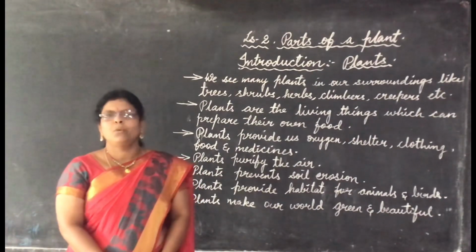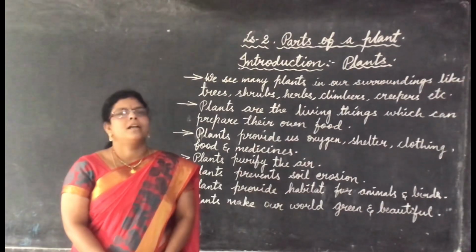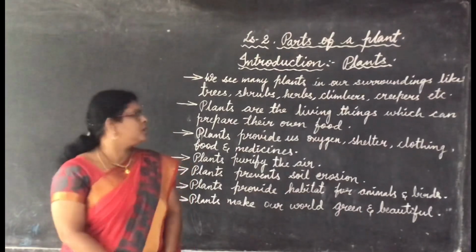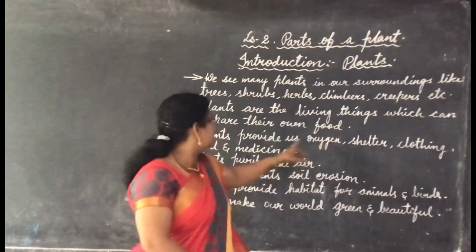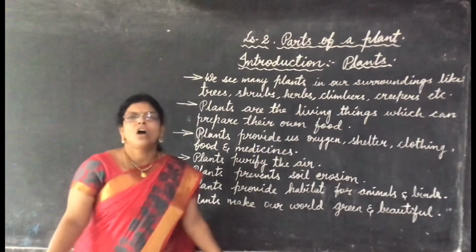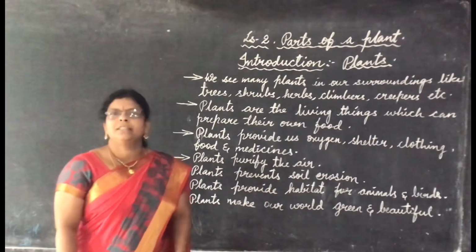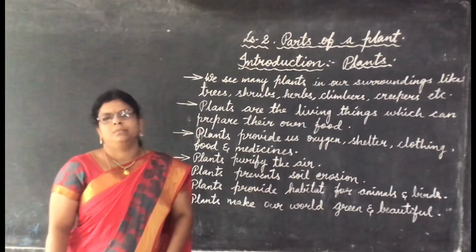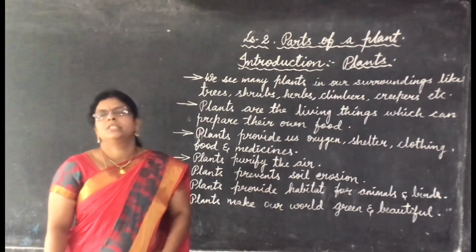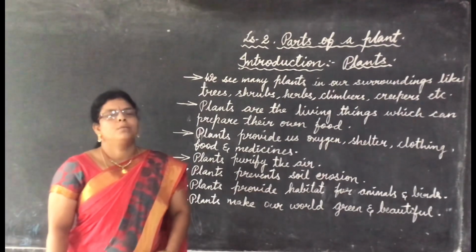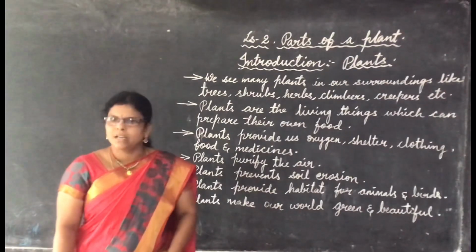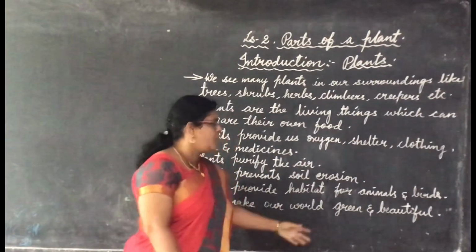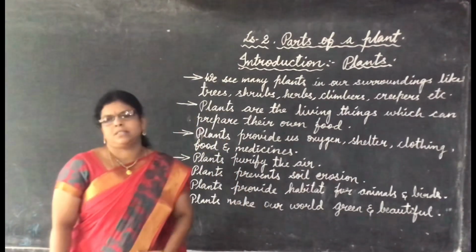Plants are very important for our life. Without plants, there is no life for us. We depend on plants for everything. Plants are living things which can prepare their own food. They cannot depend on any other. By the process called photosynthesis, they use sunlight, minerals and air. Isn't it children? Okay. Next, plants also provide us oxygen, shelter, clothing, food and medicines.